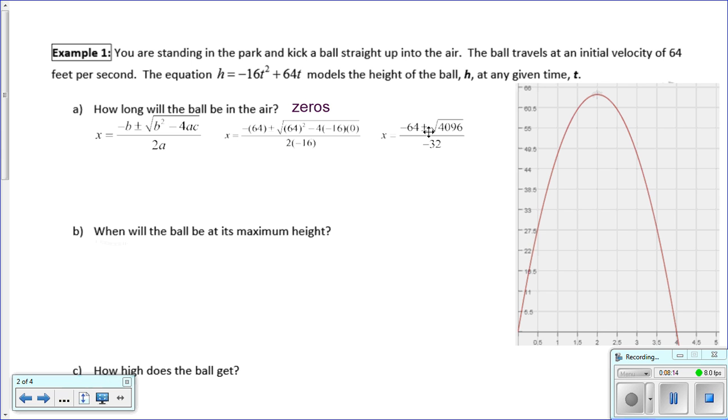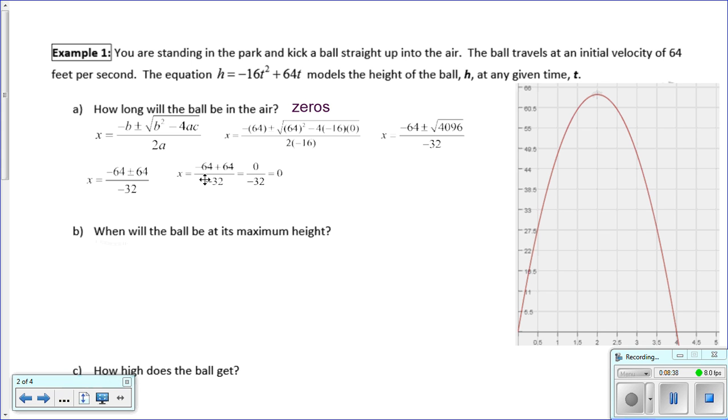Negative 64 squared is 4,096, and then the negative 4 times negative 16 is positive 64 times 0, which is 0, so you just have the 4,096 under there. Take the square root of 4,096 and put it over negative 32. You get negative 64 plus or minus 64 over negative 32. So that's where you're going to split it.